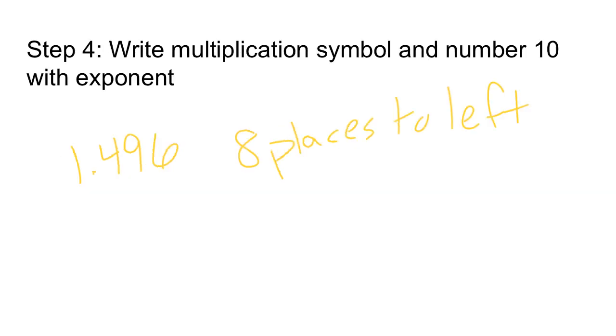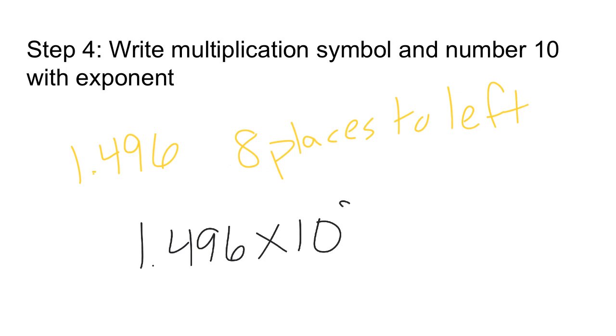And so then once we get to this point, we're going to step forward. We're going to write the multiplication symbol and the number 10 with the exponent. So I have my number, 1.496. I'm going to write that multiplication symbol that we saw in all of the others with the number 10, and then I'm going to give the number 10 an exponent. And the exponent depends on however many places we moved our decimal places. So this is going to be an 8.